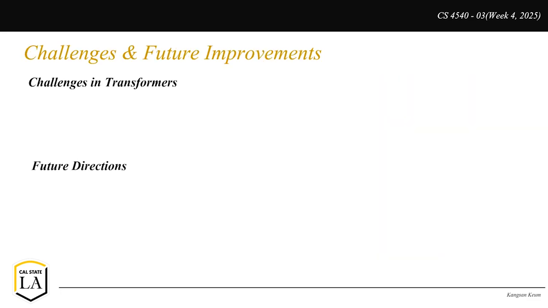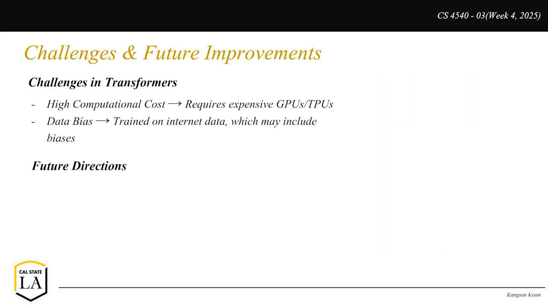There are two current challenges. The first thing is high computational cost. It requires powerful GPUs and TPUs. The second is data bias, so training data can reflect societal bias.